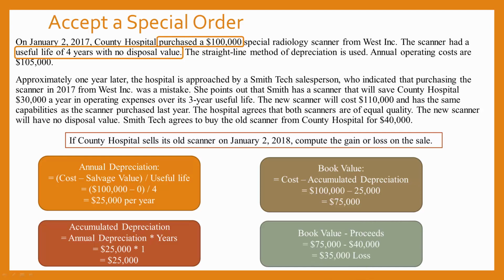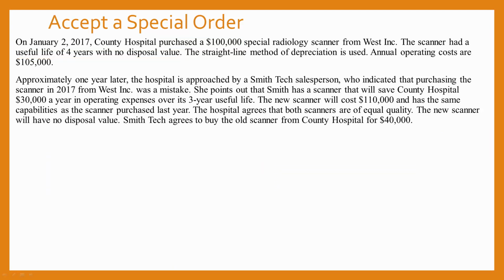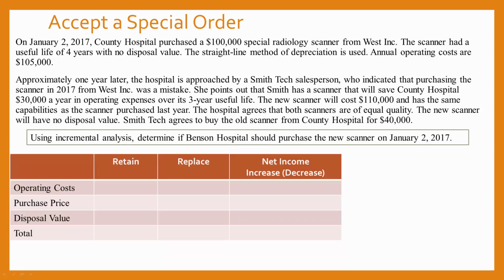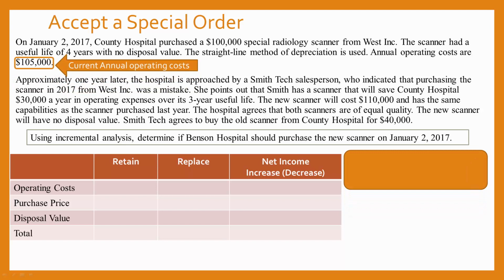loss on the sale. And so the journal entry they would do for the sale of the equipment would show that $35,000 loss. However, that really has no impact on our decision as far as whether or not to retain or replace the equipment. So now we're going to use incremental analysis to look at that question. So if we set up our table here, first we're going to compare our operating costs. So first we need to look at our operating costs. So the old machine has $105,000 in annual operating costs.